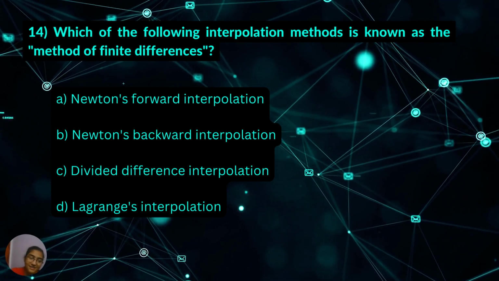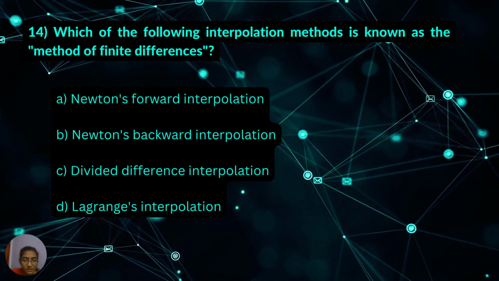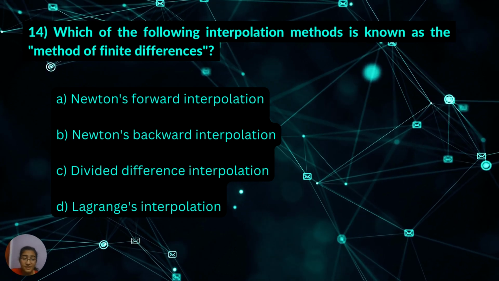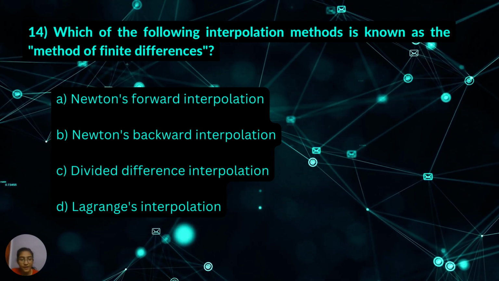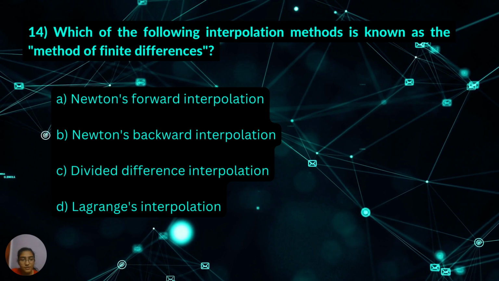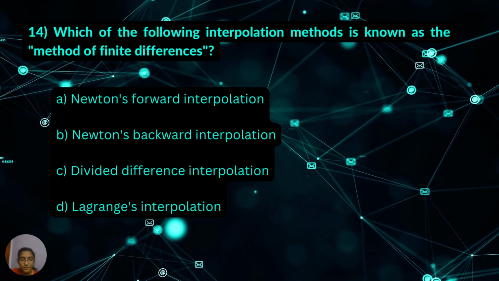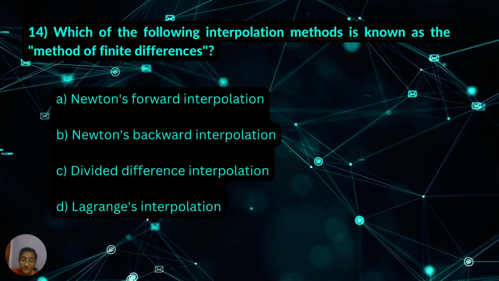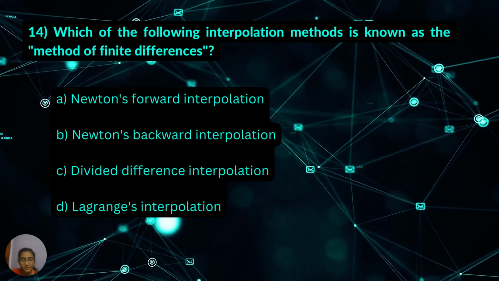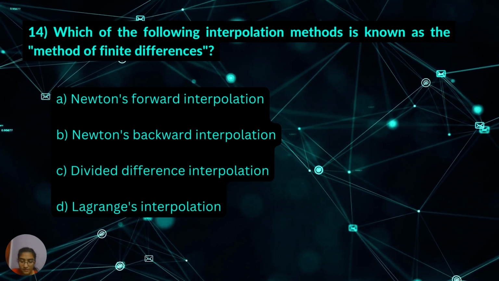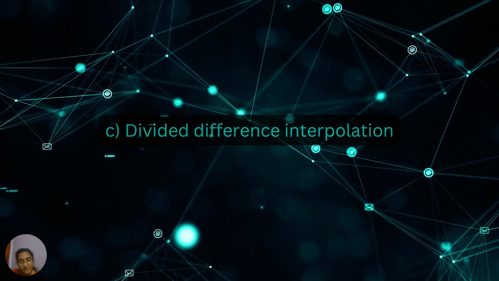So coming on to the options: A. Newton forward interpolation. B. Newton backward interpolation. C. Divided difference interpolation, or D. Lagrange interpolation. So the answer is C. Divided difference interpolation is also known as the method of finite differences. In this, we use divided differences for interpolating the function and for finding the value of a point x within or outside the given data points, determining the value of a function with a given data point, right? So the answer is divided difference interpolation.